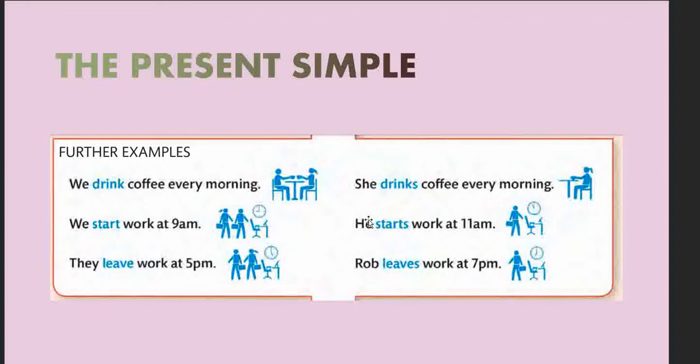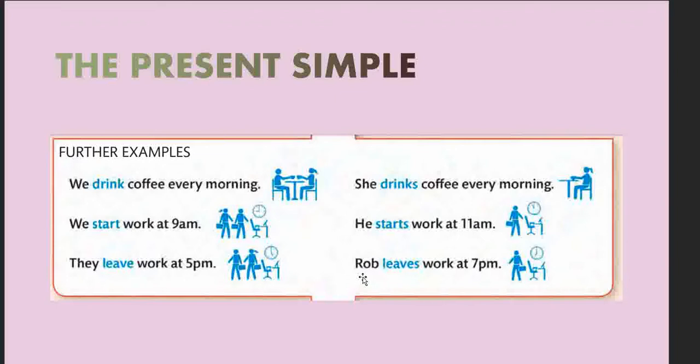Now let us see the third person. She drinks coffee every morning. He starts work at 11 a.m. He is the third person, so it will take the verb with an s. She is the third person pronoun and will take the verb with an s added to it.